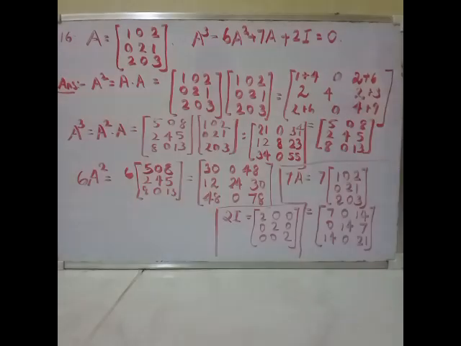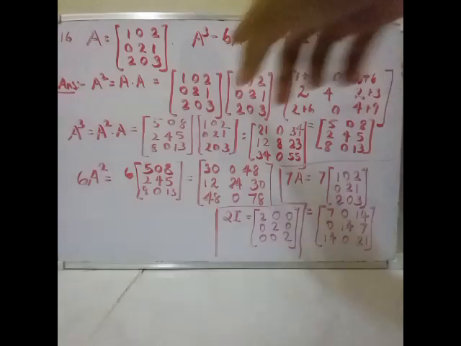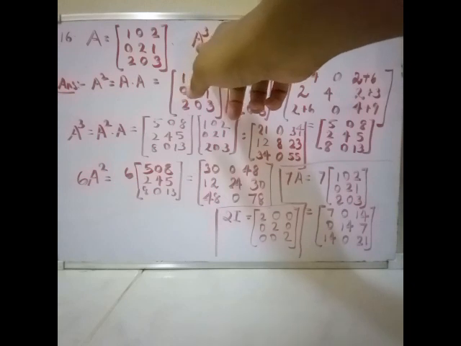So now we are having the 16th question here, and they have given another matrix A, and we have to prove that A cubed minus 6A squared plus 7A plus 2I is equal to the 0 matrix. This is actually a little bit lengthy process, so I have simplified it as much as possible. So first of all, we have to find out A cubed, right?